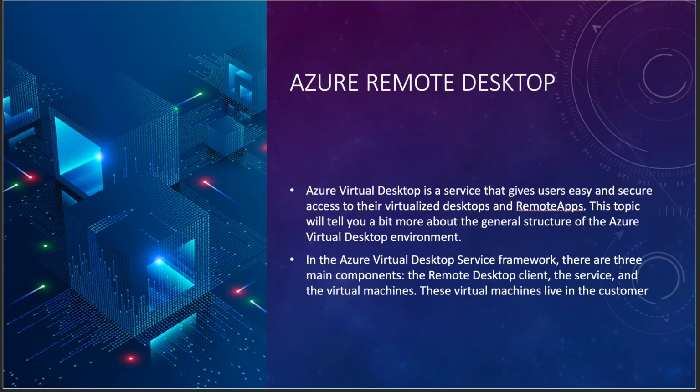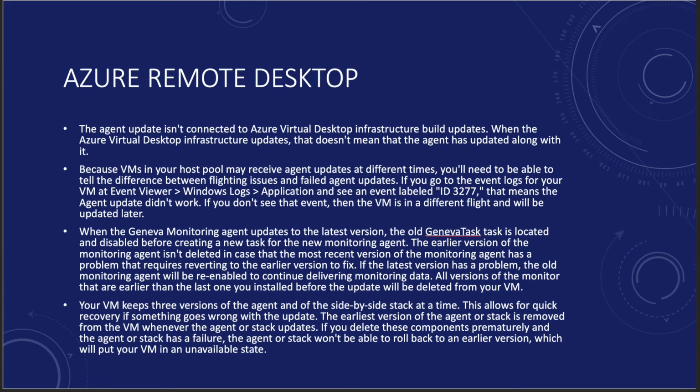And then there's another really neat one, and this is one of those that's talked about but not really known. You just need to know that it exists: the Azure Remote Desktop. And this is basically a way to get virtualized desktops and remote apps. And we're going to talk a little bit more about how this works. So the desktop service framework has three main components: the remote desktop client, the service, and the virtual machines. These virtual machines are going to live inside the customer domain, right? So they're going to live inside of you, but you just get to use it.